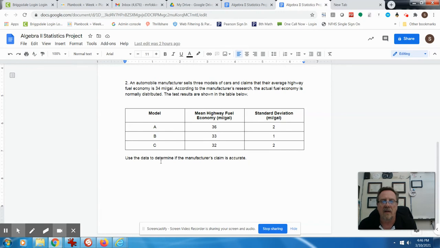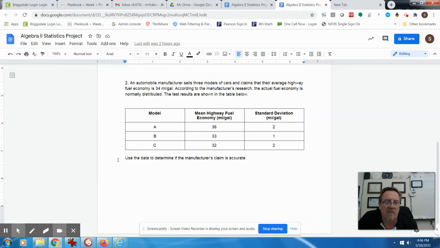The test results are shown in a table below, and they give us what the model was. We'll just call them models A, B, and C, and what their average highway fuel economy was, as well as the standard deviation they came up with from their data. So they've done some of the calculations for us. It's normally distributed, and they gave us the mean and the standard deviation.